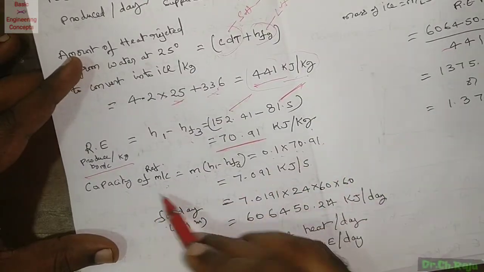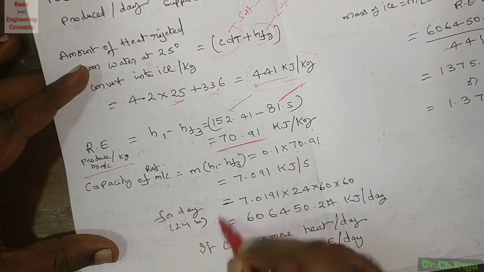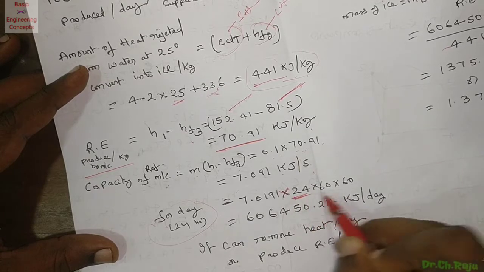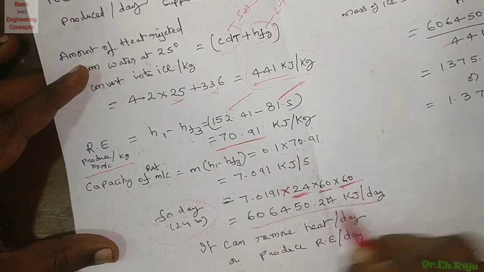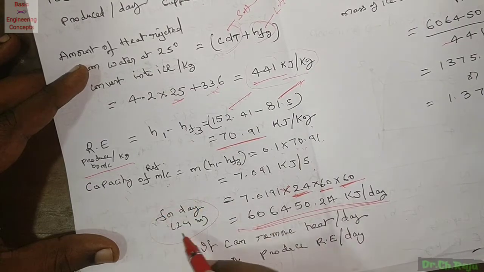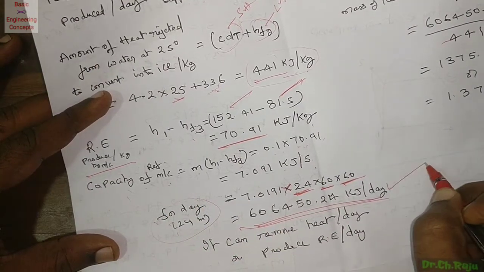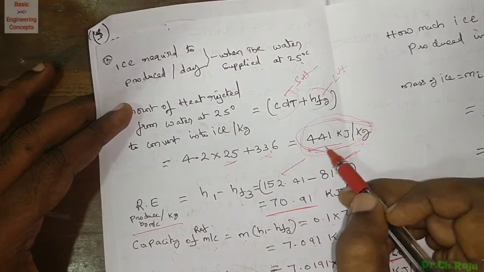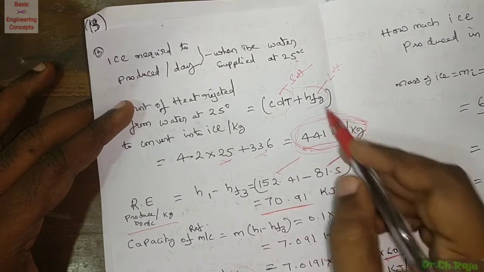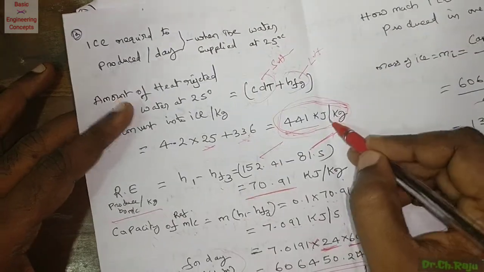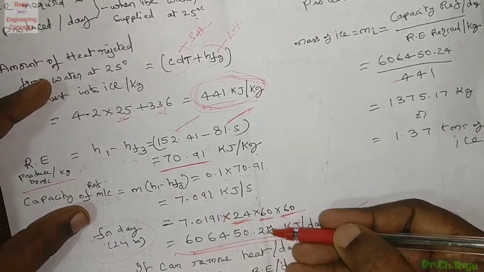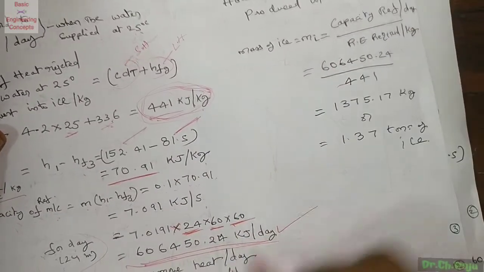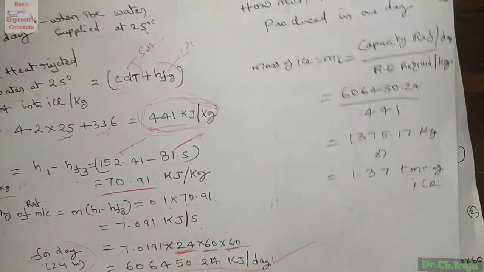That's why the refrigeration effect produced by the machine for 24 hours is 7.091 kilojoules per second into 24 hours into 60 minutes into 60 seconds. This is the refrigeration effect that can be produced by the machine in 1 day. This is the amount of heat to be removed from water supplied at 25 degrees, for 1 kg. Then, by simply dividing this per day value by that, you can get the capacity of the machine per kg, as I explained already.